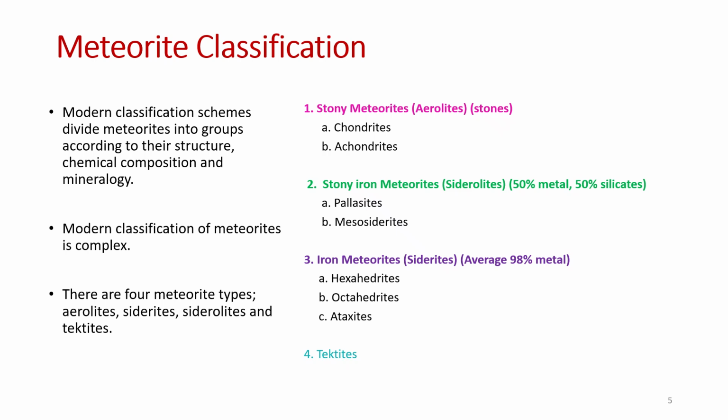Coming to the second category, stony iron meteorites. These are also known as Siderolites. They consist of 50% metal and 50% silicates. Again, it includes 2 main types like Pallasites and Mesosiderites. Coming to the third category, iron meteorites. These are also known as Siderites, averaging about 98% metal. And they are again divided into hexahedrites, octahedrites, and ataxites. And coming to the fourth category, these are known as tektites.